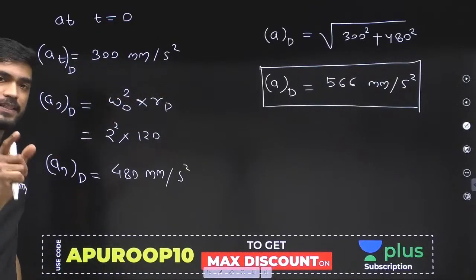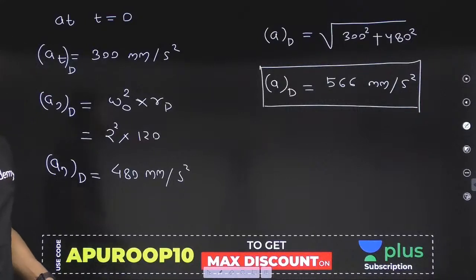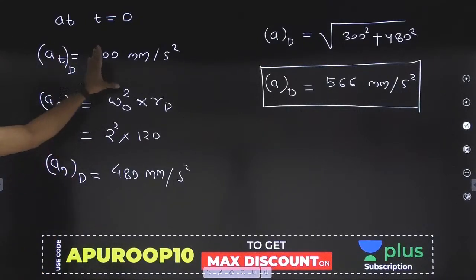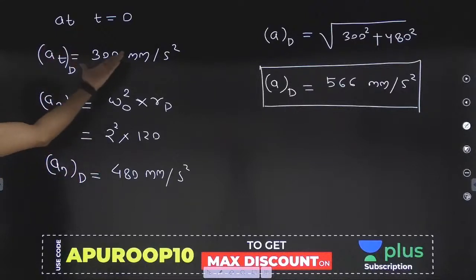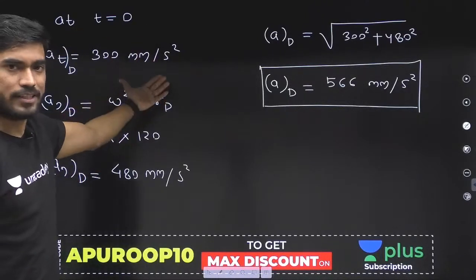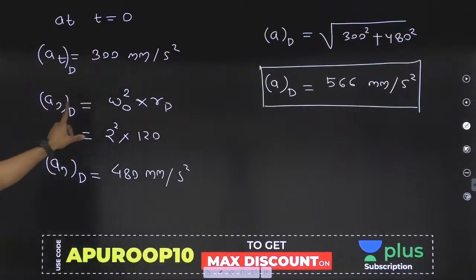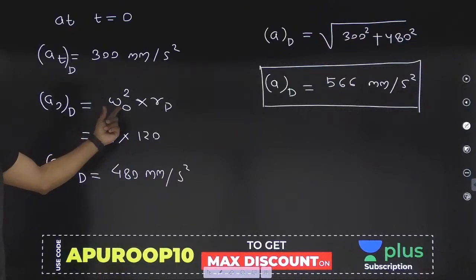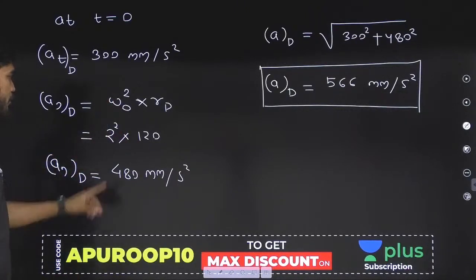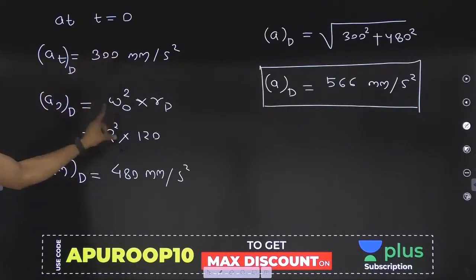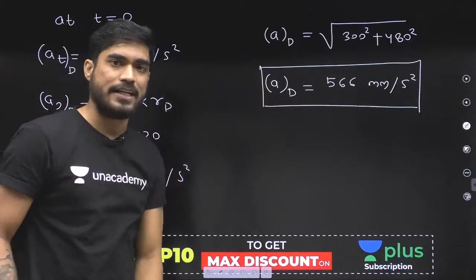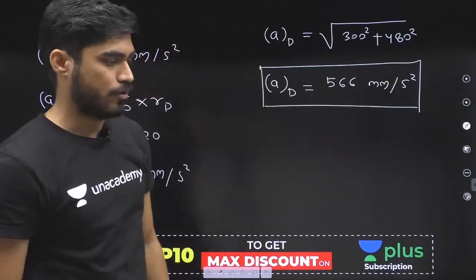So beta, this is the acceleration at point D at t equal to 0. At t equal to 3 seconds, you can calculate the acceleration. AT will remain the same because alpha is constant, but AN will change because omega will change. So here I will write omega, not omega naught. At t equal to 0 it is omega naught; at t equal to 3 it will become omega. So the acceleration at point D at t equal to 3 seconds will be different.